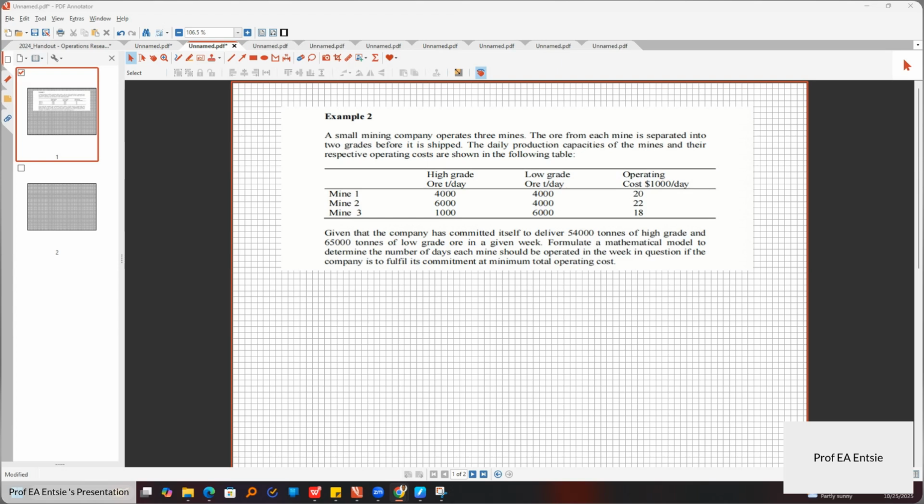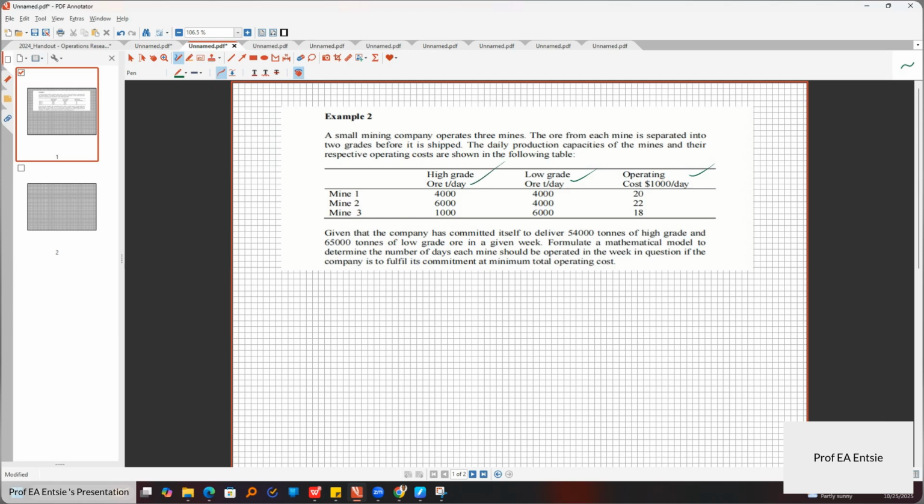All right, so this example goes like this: a small mining company operates three mines. The ore from each mine is separated into two grades, high grade and low grade, before it is shipped. The daily production capacities of the mines and their respective operating costs are shown in the following table.